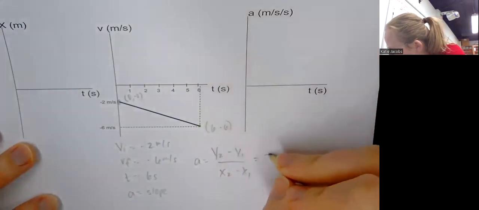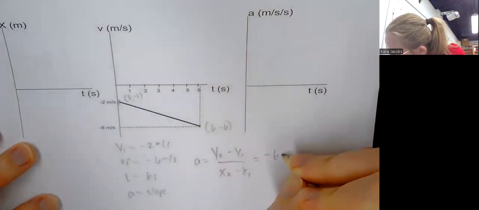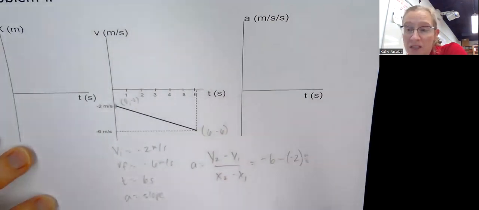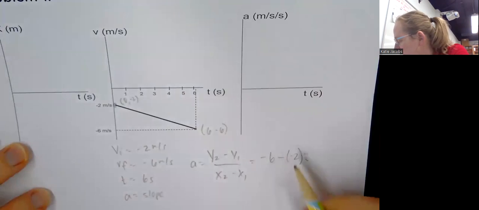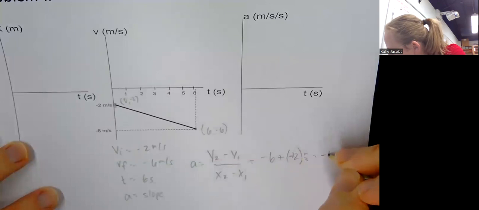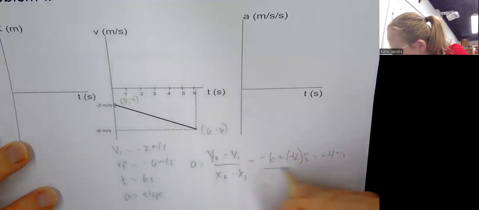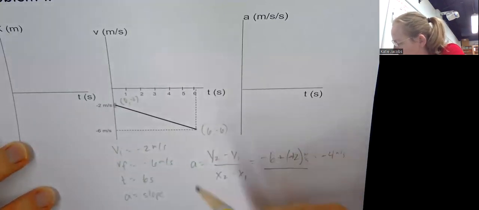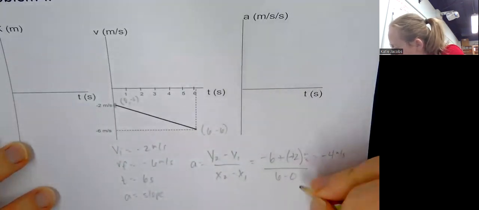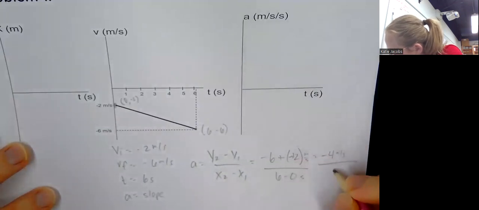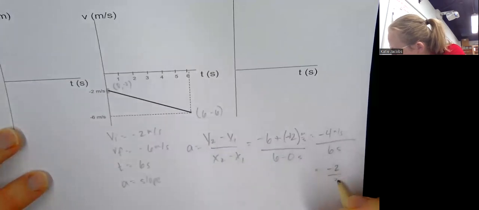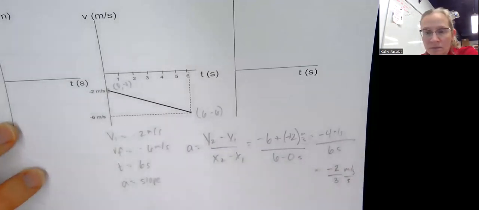When I do -6 minus a -2, that's meters per second, because those are velocities that I'm subtracting. When I subtract a -2, it's the same as adding 2. So in the numerator here, I'm going to have -4 meters per second, over 6 seconds minus 0 seconds. 6 minus 0, that's x2 minus x1, seconds. Okay, so my final answer would be -2/3 meters per second per second.